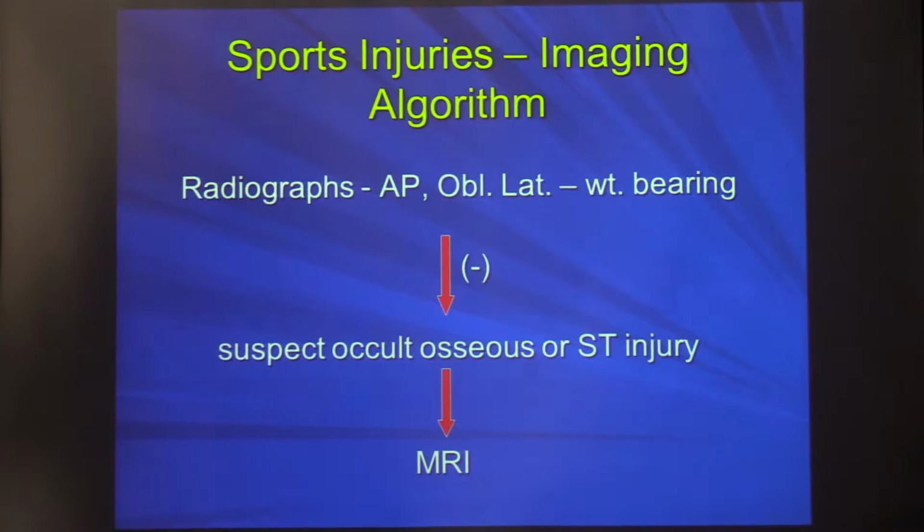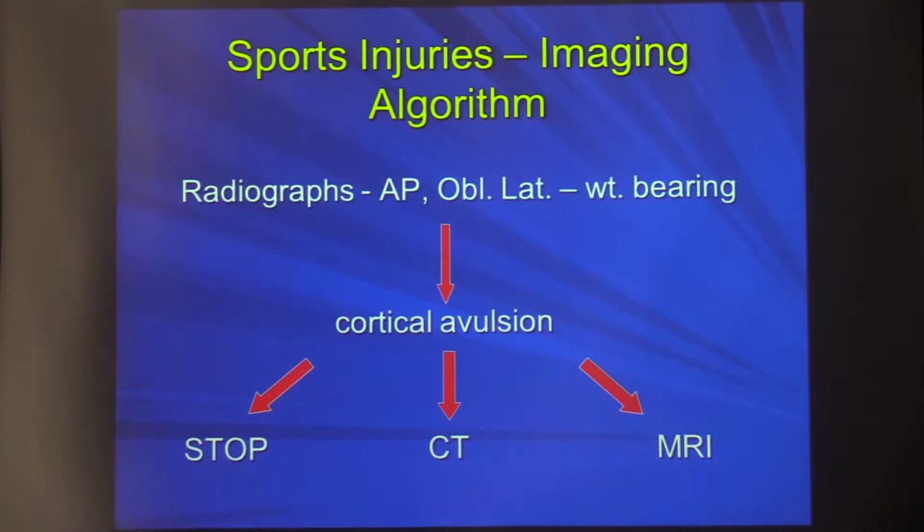In some patients, particularly in the competitive athlete, where we suspect occult osseous or soft tissue injury, we move on to MRI. Now, let's say we see a cortical avulsion, characteristic of a specific injury. We can stop. At that point, we know what happened. Some patients, though, may go on to CT, and others to MRI.